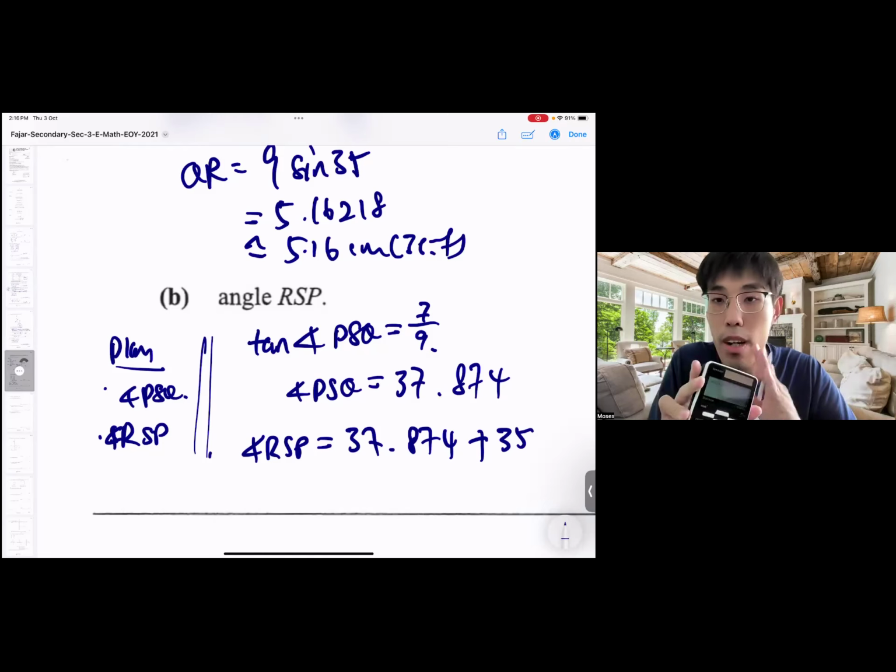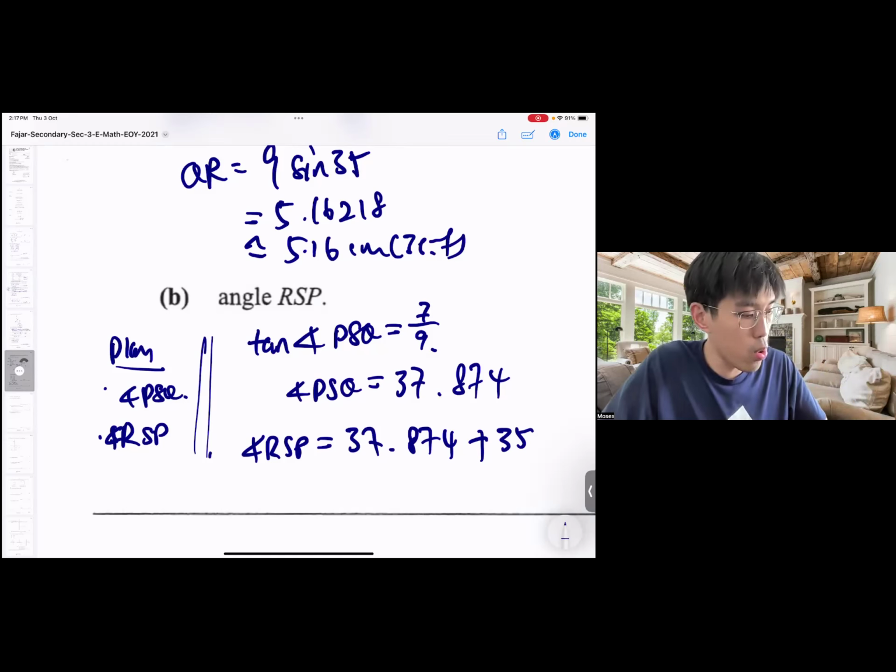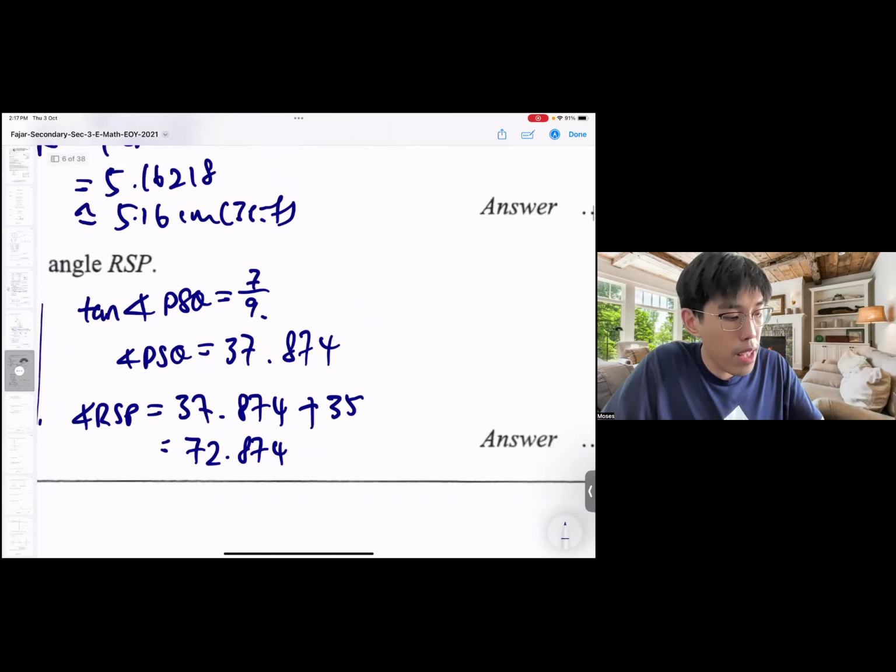Okay, so from here, I'll get this. This is the most highest accurate value. So 72.874. Then from here, I will go and do my rounding off. 72.9 degrees to 1 dp.